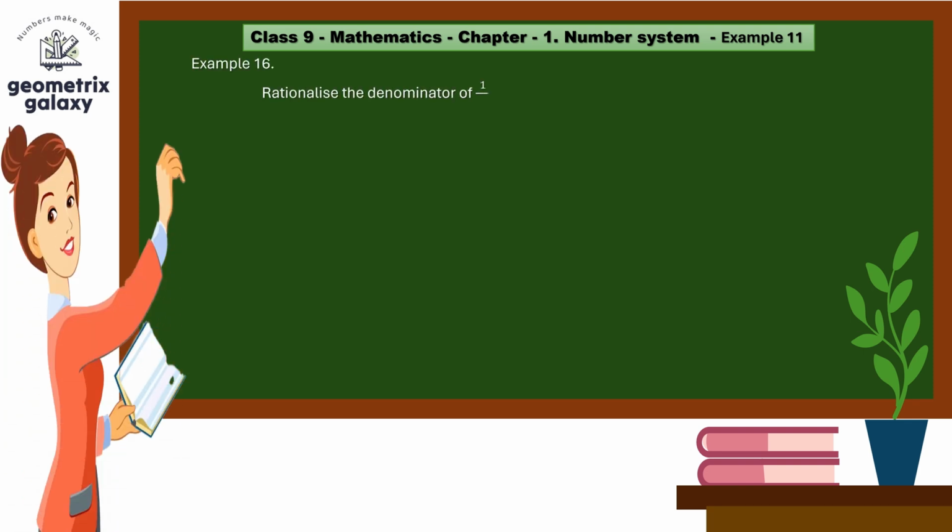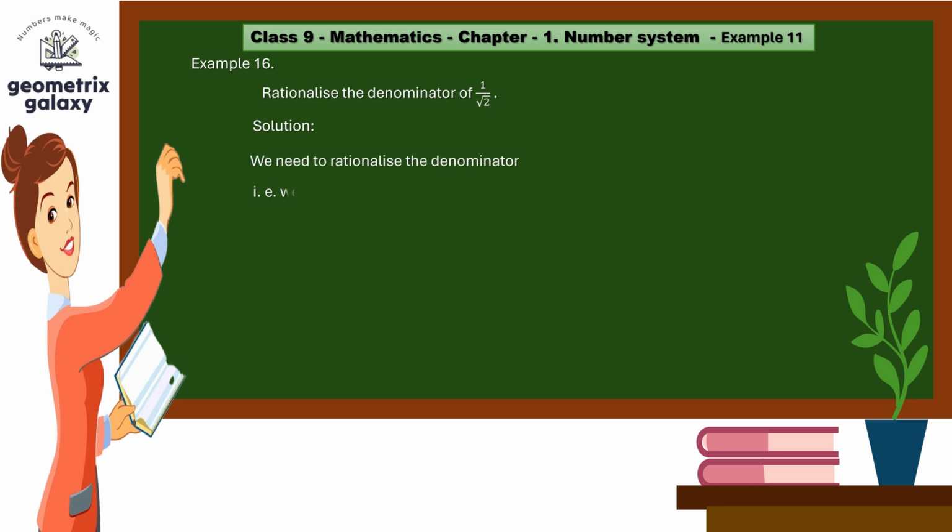Rationalize the denominator of 1 by root 2. Students, you have to understand, in the question we have an irrational number in the denominator. Now we are going to change that irrational number to a rational number. But why do we need to convert this irrational number to a rational number? Because we cannot divide any number using an irrational number. So now let us see how to rationalize the denominator.